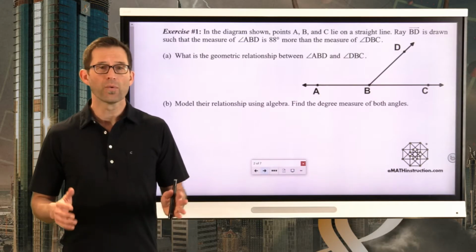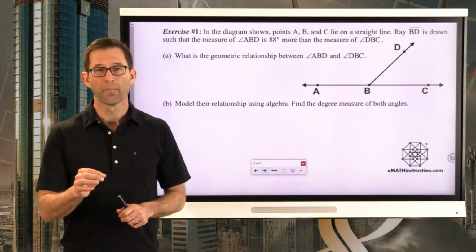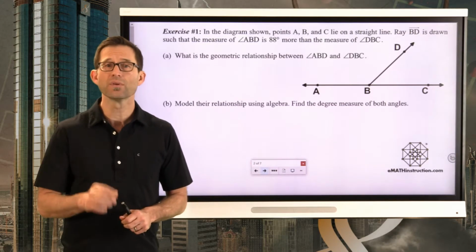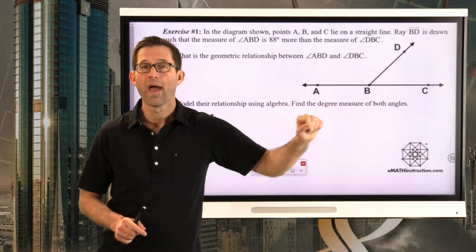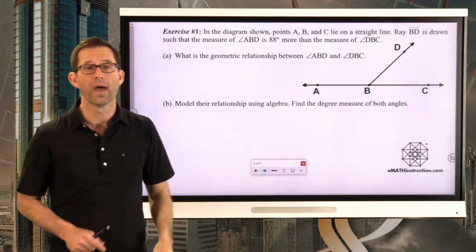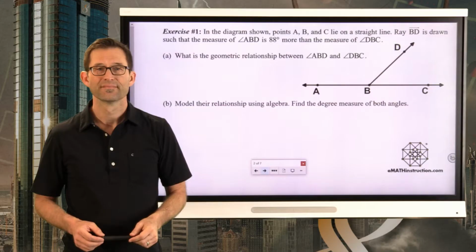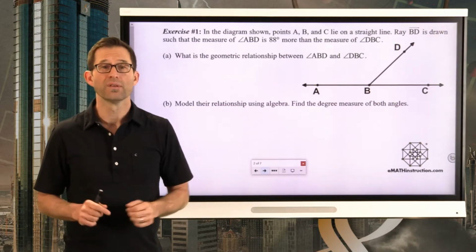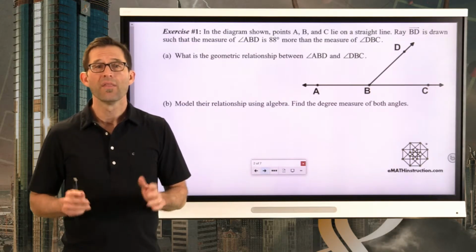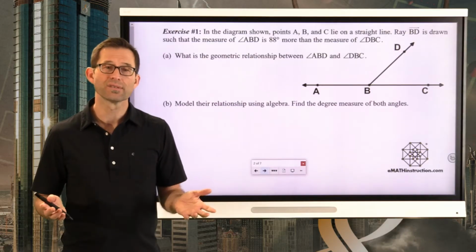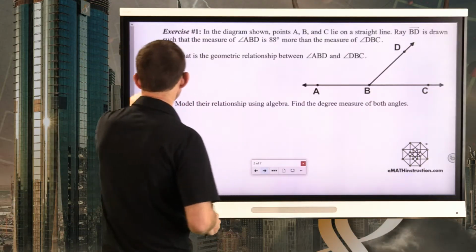Before you model things with algebra, in my personal opinion, you should understand the geometry of what's going on first. So that's really the question in A. What is the relationship between angle ABD and angle DBC? Pause the video now and see if you can write something down. I hope that you wrote one of two things down. Hopefully you either said the two angles are supplementary, or you said they add up to 180 degrees, which is the same thing as saying that they're supplementary. But it's good to review both. So let's get that down.